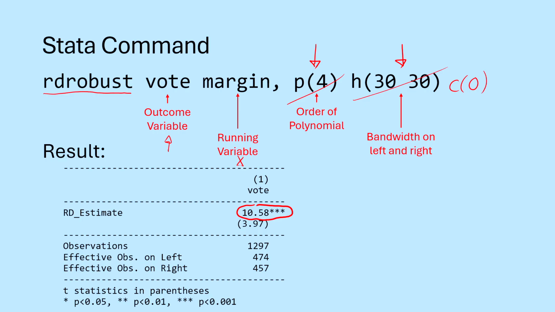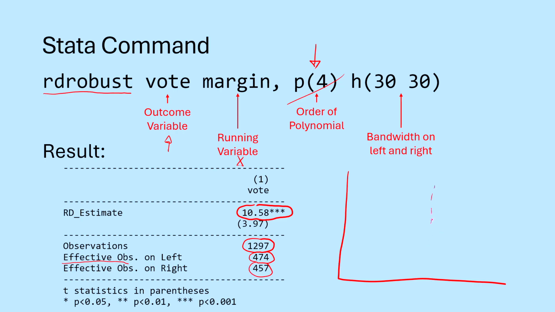One last thing that I want to draw your attention to on this slide is, remember, with the bandwidth, what we're saying is that we're only going to use data that's 30 to the left and 30 to the right. The cost of doing that is that you've not used a lot of your data. So that's shown down here. The total observations that we have in our data set is 1,297. The effective observations is 474 on the left and 457 on the right.